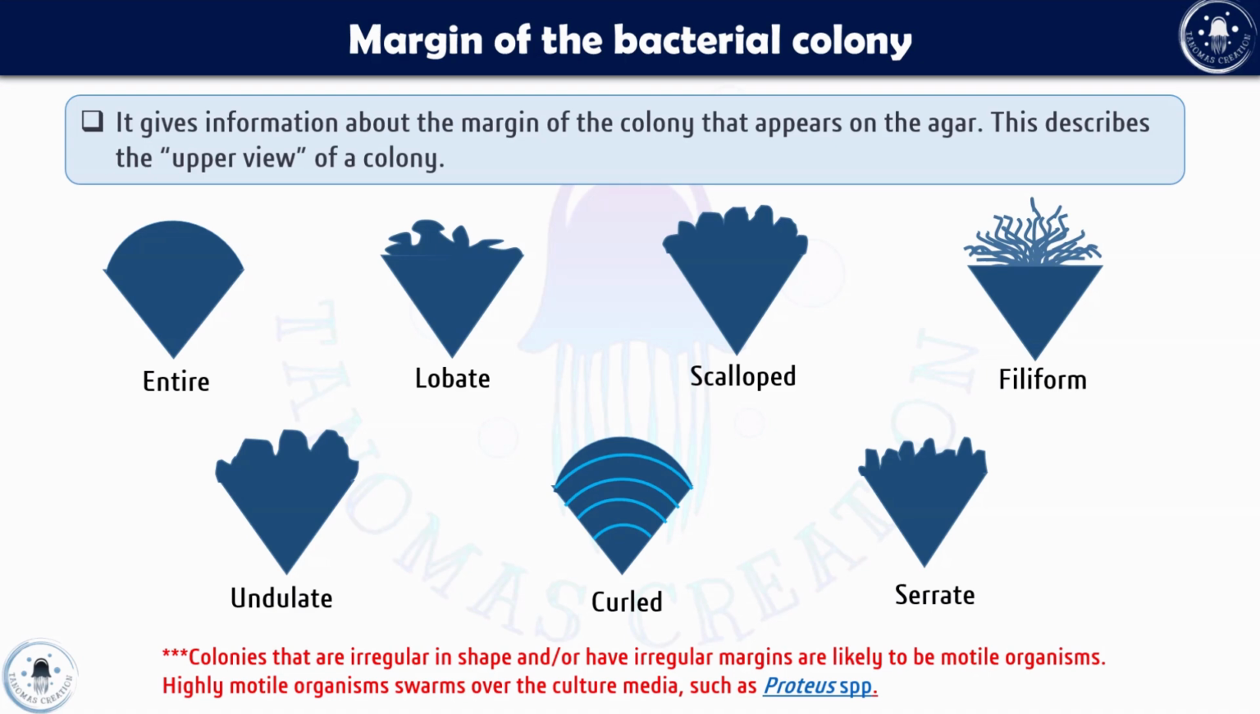For example, Proteus species. These species are highly motile and they swarm over the culture media, and they have a colony similar to any of the four forms, that is lobate, filiform, undulate, and serrate. Scalloped also comes under irregular margin. So the example is Proteus species.